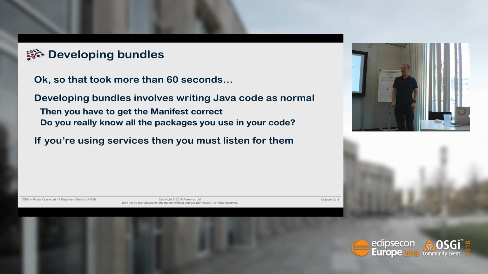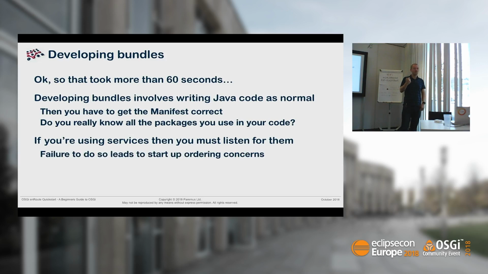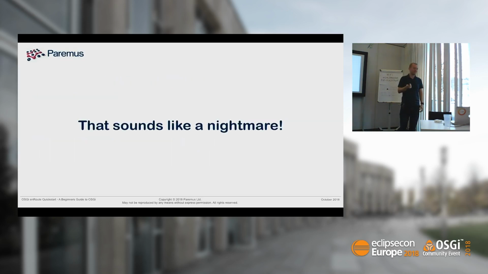Also, you've got these services, and if you're using them, you've really got to listen for them because you need to know when they come and go. And if you do this wrong, you get ordering problems because if you just assume a service is going to be there, you need to make sure that you've started up the person whose service you're using before you begin. And if you end up in a loop, then you're totally stuffed. Isn't this all great?